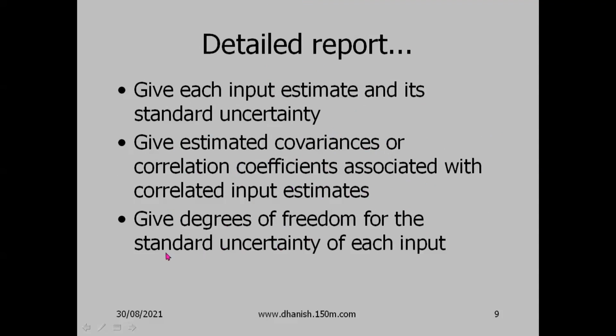Then give degrees of freedom for the standard uncertainty of each input. So each input, what is the degrees of freedom? So for all type B evaluation, we assume it to be infinity. Okay, only for type A evaluation, repeated readings are there. How many readings are there? N-1 will be the degrees of freedom. So in regression, of course, you have to take N-2 for regression for a straight line; for regression for a second degree equation, you have to take degrees of freedom N-3.